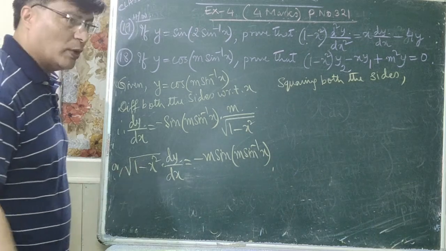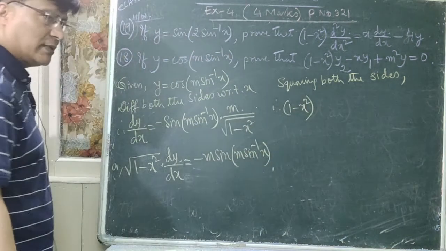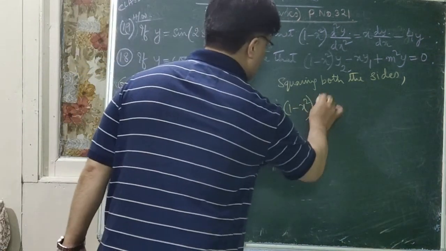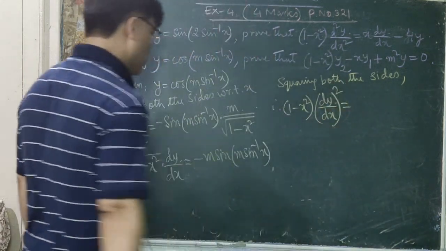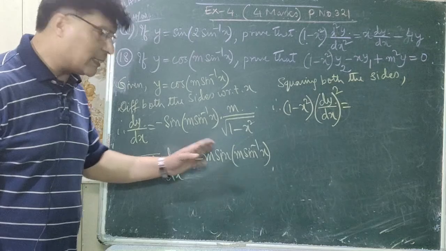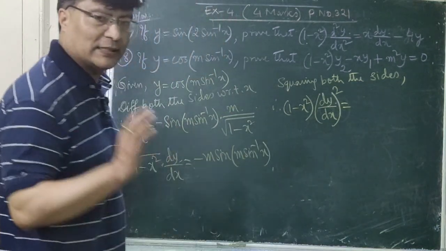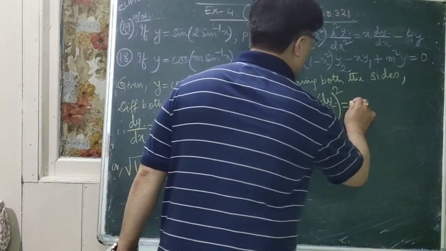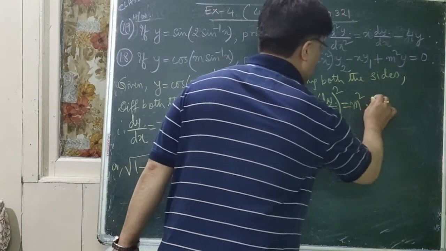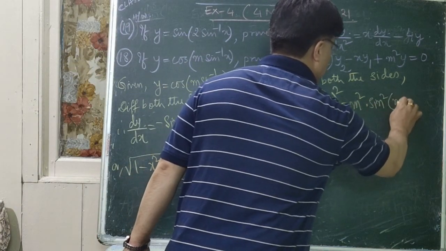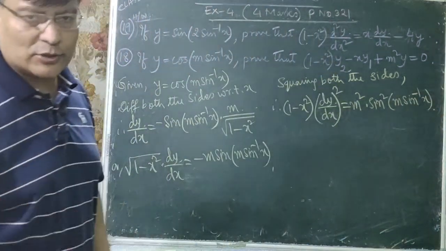This square root will be removed, that is you will get 1 minus x square into dy by dx whole square, which is equal to, on the right hand side also you have to square it. So minus whole square, as you know that it is plus sign, so it is m square. What is sine of m sine inverse whole square? It is sine square within bracket m sine inverse x. So I think you have understood it.